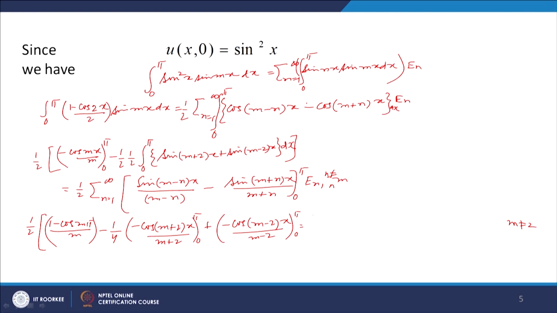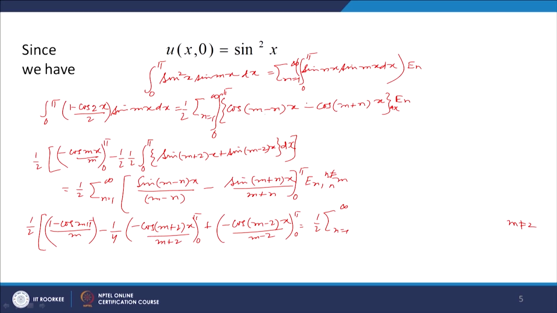So, we can say that sigma 1 by 2 sigma n equal to 1 to infinity. This quantity becomes 0. So, we have to consider m equal to n. This quantity inside the bracket becomes 0, and we cannot determine m this way. So, let us put m equal to n.